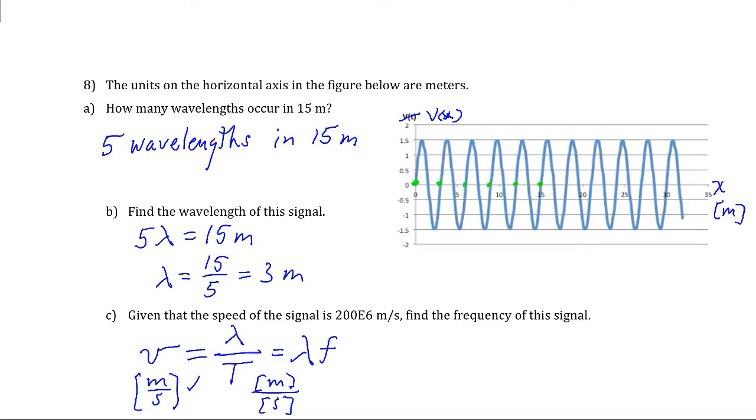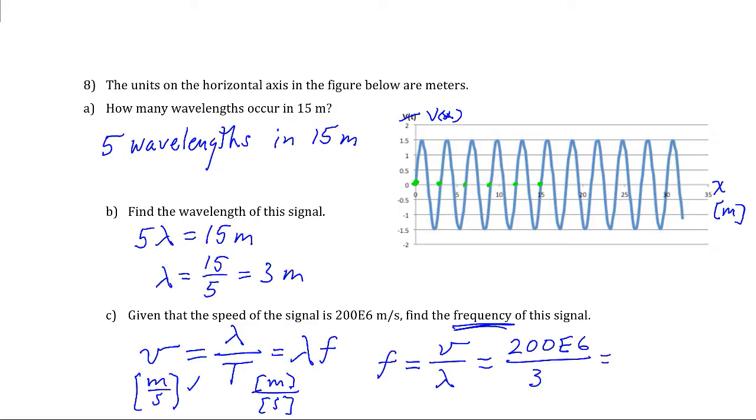And now I need to solve for the frequency, and indeed I have the other two quantities. The frequency, if I solve for that, I divide both sides by lambda here, and I get the frequency as the velocity over the wavelength. And I can just plug in the numbers now. 200 times 10 to the 6th meters per second, and lambda is 3 meters.